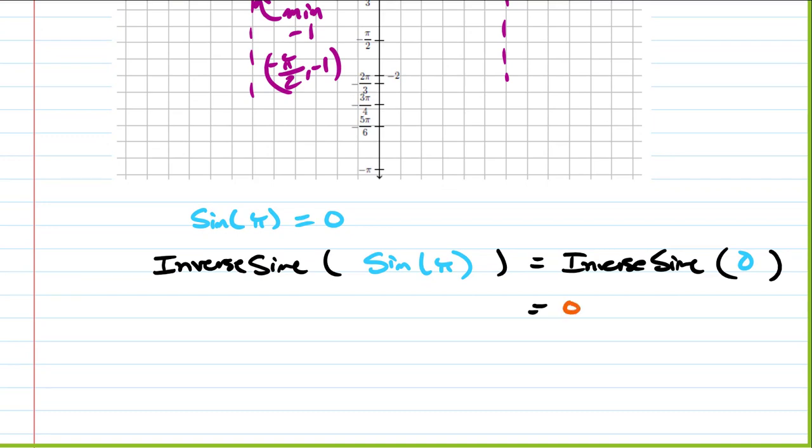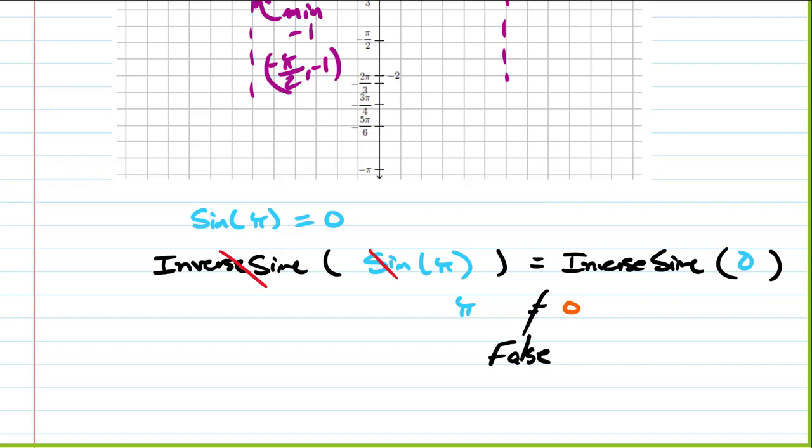But if the inverse sine and the sine just canceled out, on this side, I would get the value pi. And this statement is false. So we're going to have to talk about some of these issues, which we're going to do in this section.